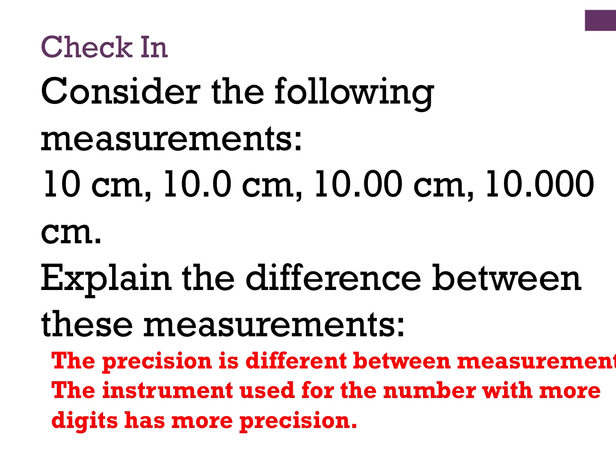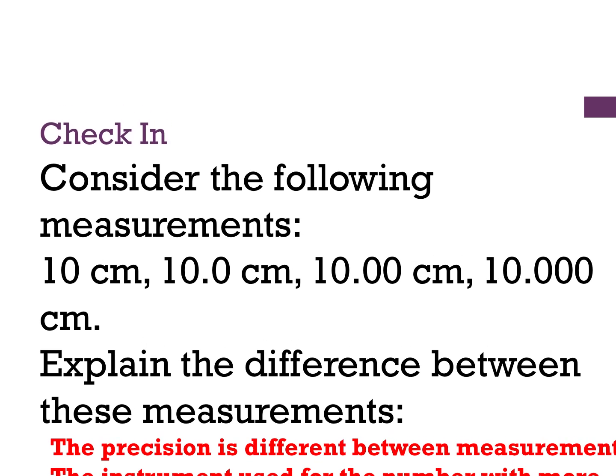On this slide, there's nothing to write down. I just want you to chat with the people at your table. Look at these measurements: 10 centimeters, 10.0 centimeters, 10.00 centimeters, and 10.000 centimeters. With the people you're sitting near, go over what's the difference between those four measurements. What are we coming up with for the difference? Do they all have different numbers of sig figs?